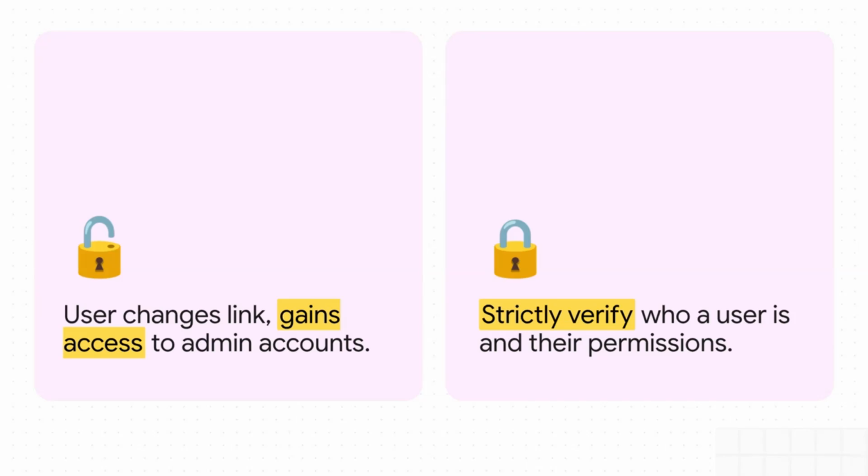Take broken access control, for example. The problem here? Imagine a regular user simply changes a single number in a website link, and boom, suddenly they bypass authorization to view an admin dashboard or another customer's private account. Sounds basic, right? But it happens constantly. The fix is that our systems must strictly verify exactly who a user is and what specific permissions they have before showing them absolutely any information.